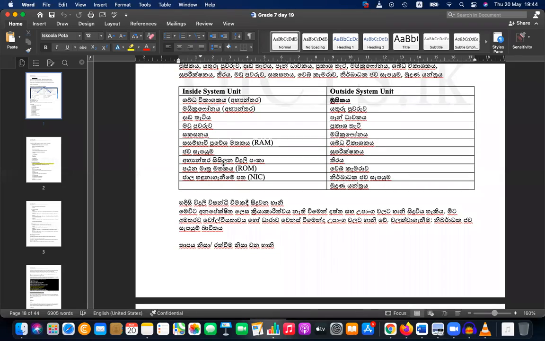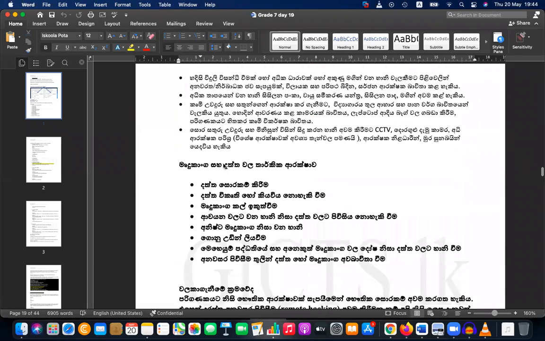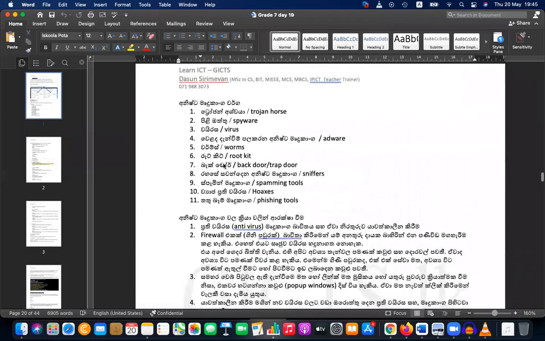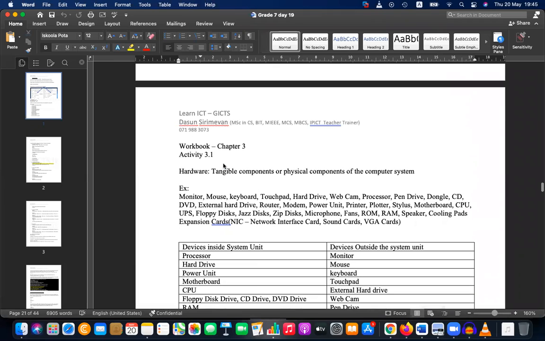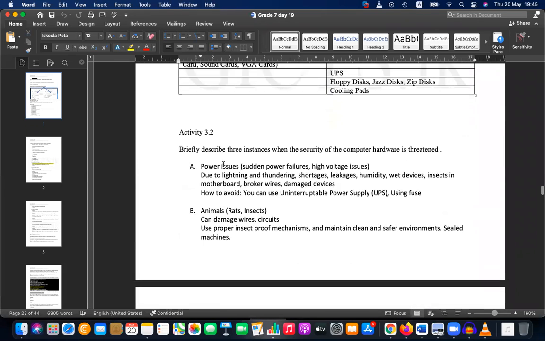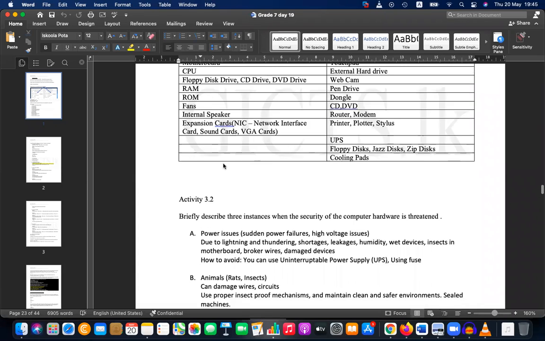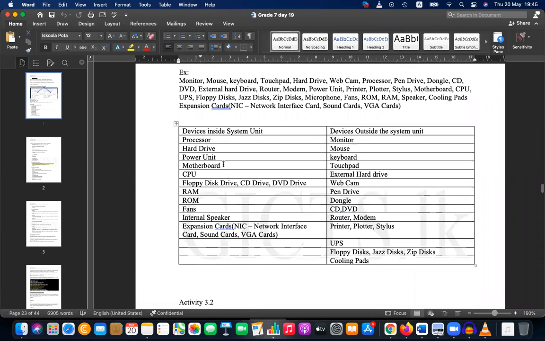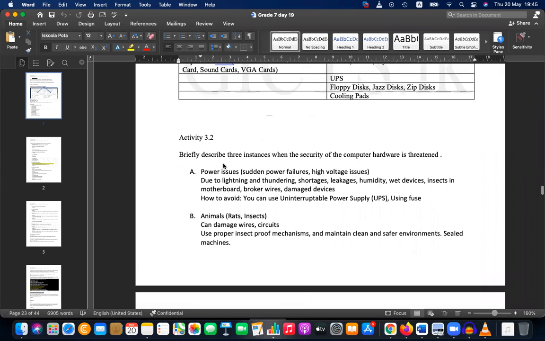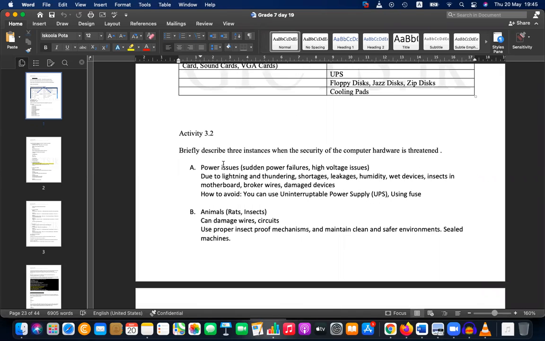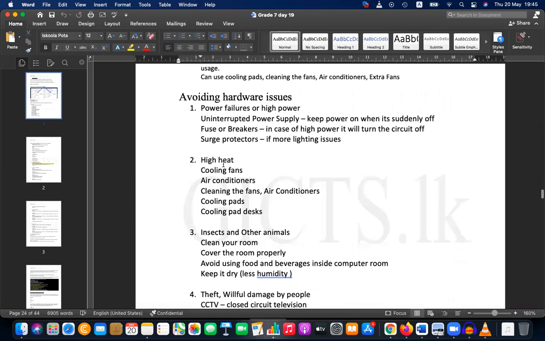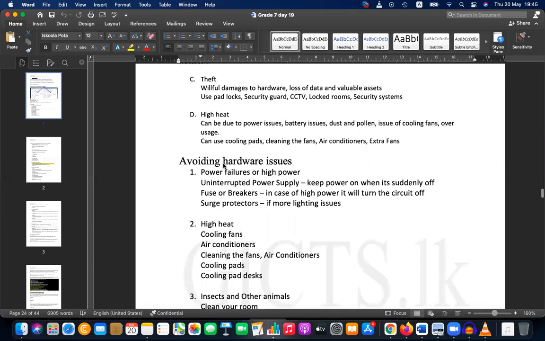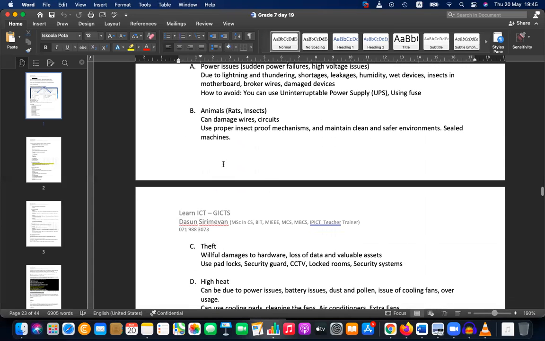And the next thing is what we can do to protect data, and why backups are important. Let's discuss that today. This part we have already discussed: what the physical threats and physical issues are, how to protect from different issues, and avoiding hardware issues. So let's discuss one by one.